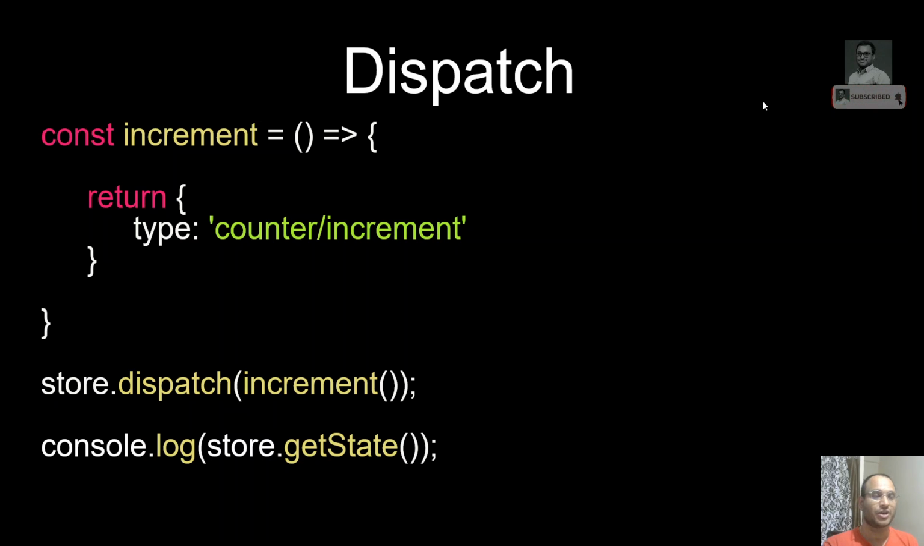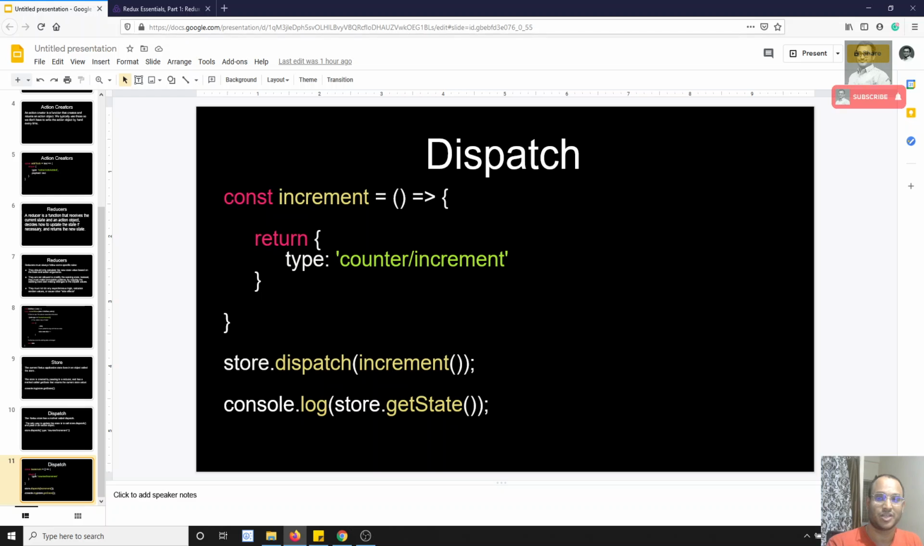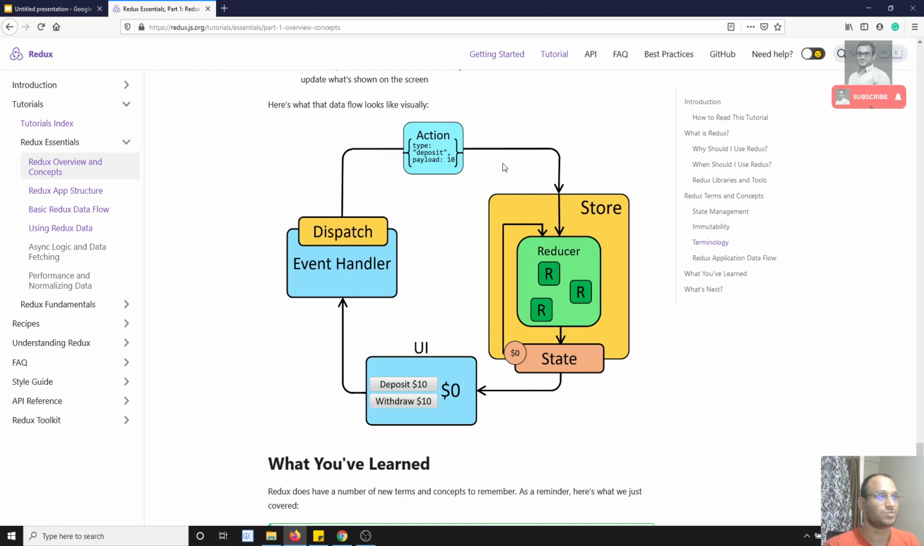Now we'll try to see the diagram of how the flow works in a Redux application. If you go to the Redux website, you will see a graphical representation, something like a GIF. Here you see the UI. If you want to update a deposit, you send an event through the UI, and in the event handler you send an action object with the payload as 10. When you send the action through dispatch, the reducer gets updated, and the new state is sent to the UI.